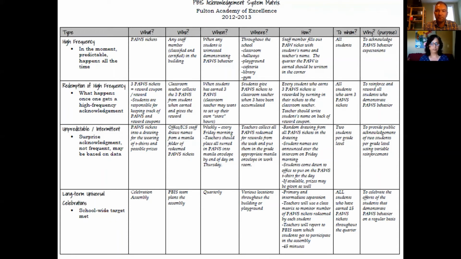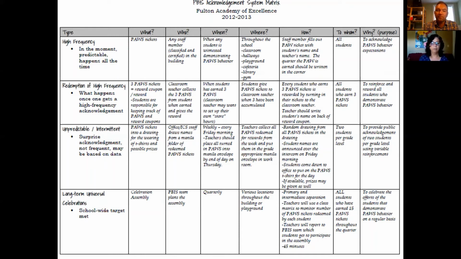It states what the students are earning, who should provide it, when it should happen, where it should happen, the actual procedures for how it works. You get the ticket, you turn it in for certain other things. It talks about who should receive it. And really most importantly is the purpose of the reinforcement, which I really like that's on here.